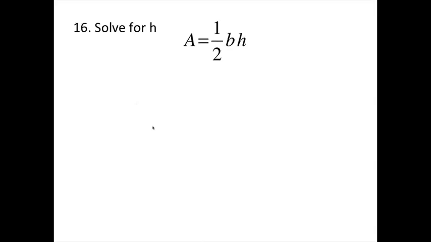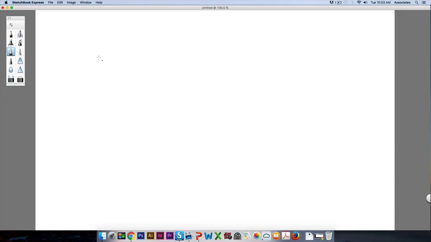Problem number 16. Here's the area of a triangle, 1/2 the base times the height, and we're going to solve it for h. So let's go to our slate. All right, area equals 1/2 the base times the height, and we're solving it for h. I'm a little worried about the fraction because I know you are, not because I am. So let's get rid of that first. The reciprocal of 1/2 is 2/1. So let's multiply both sides by 2.